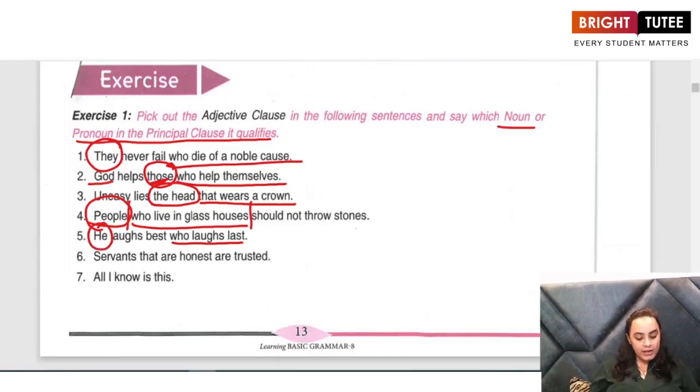Servants that are honest are trusted. Now, what is my adjective clause? That are honest. Again, this main clause, servants are trusted that are honest. This was my main clause. But my adjective clause has been shifted next to my noun in the principal clause and my noun is servants.